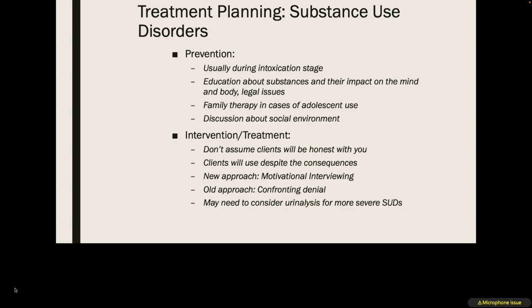There's a sweet little video that I've included in your shell, a kind of cartoon thing that I think shows a really good depiction of what this looks like. And so back to my slide here. So prevention, usually early on, you're going to have some psychoeducation. Family therapy might be another important potential intervention or prevention strategy. And then also really understanding what's going on in the social environment.